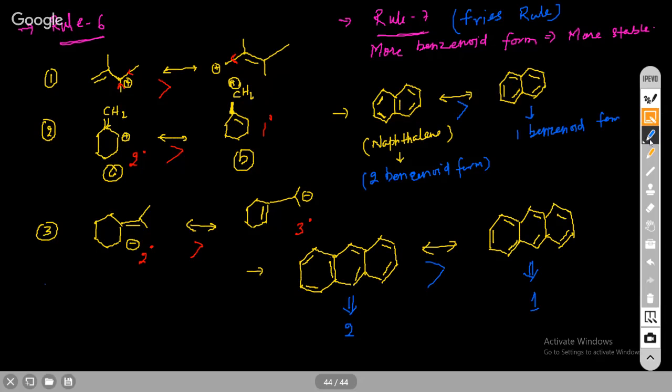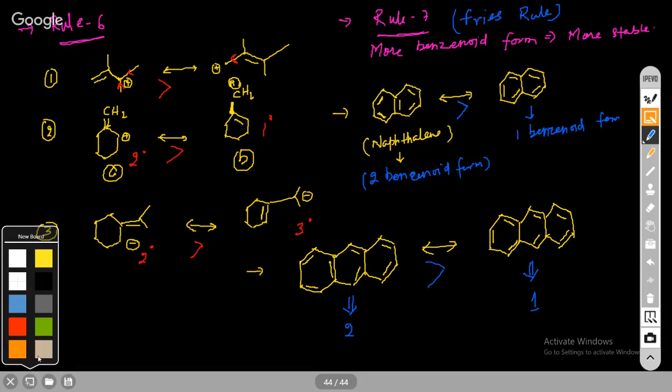So the last rule we have here to compare the stability, and you must remember, you must take care of this thing, that we are comparing the stability of resonating structures of the same molecule. We haven't taken the two different molecules now, right? But we can use these for two different molecules also. We are comparing the stability of resonating structures.